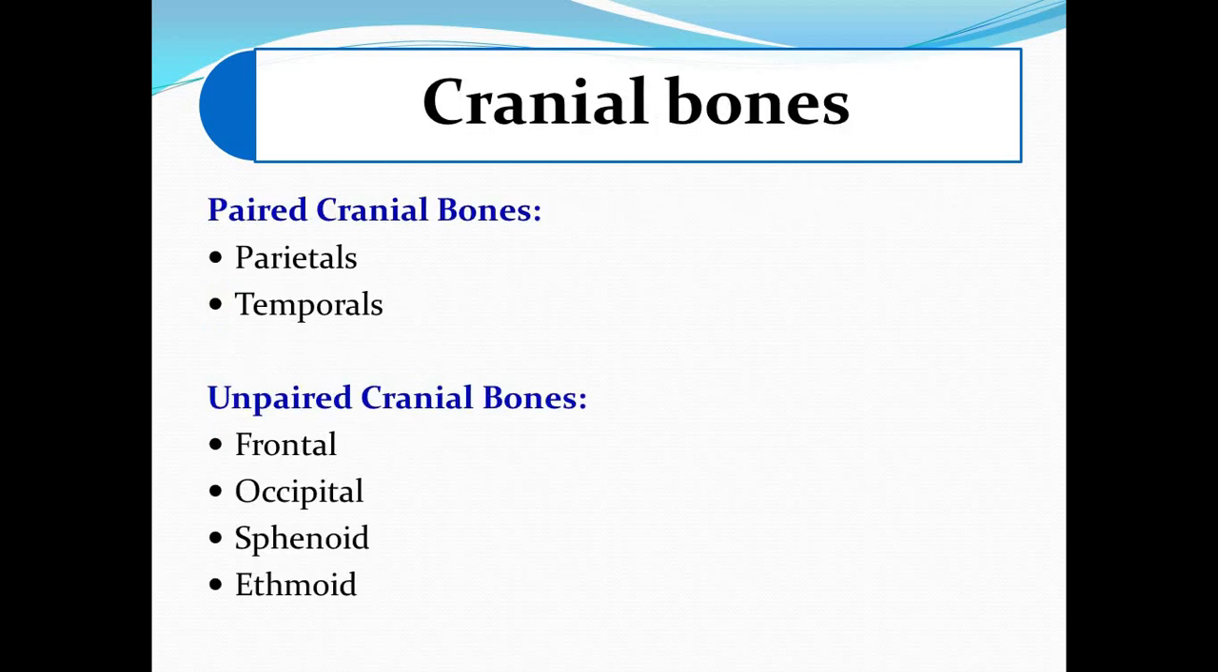The cranial bones can be divided into two groups: the paired cranial bones, which are found in pairs, bilateral and symmetric, and the unpaired cranial bones. The paired cranial bones include only two pairs, which are the parietals and the temporals. The others are unpaired, including the frontal bone, the occipital bone, the sphenoid bone, and the ethmoid bone.